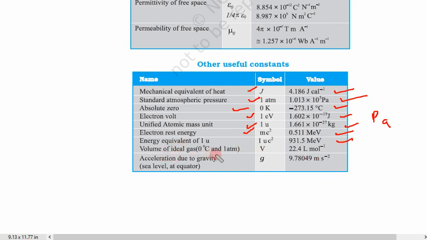Volume of ideal gas at 0 degree centigrade and 1 atmospheric pressure is 22.4 liter per mole. Just note down these values. Acceleration due to gravity, g is 9.78. So this g value we also have to remember. This is 9.8 meter per second square. So these are most commonly used values. Please note down all these values in your copy.